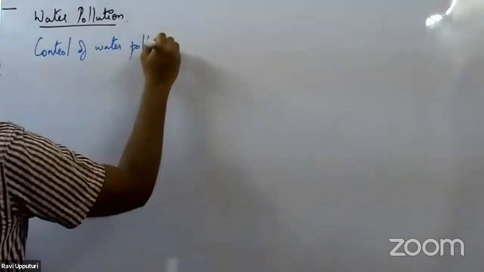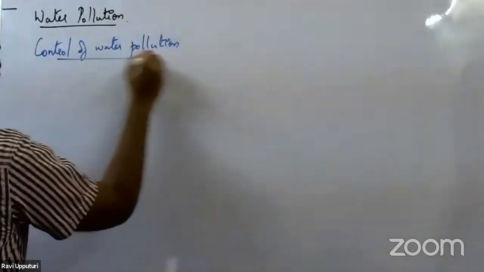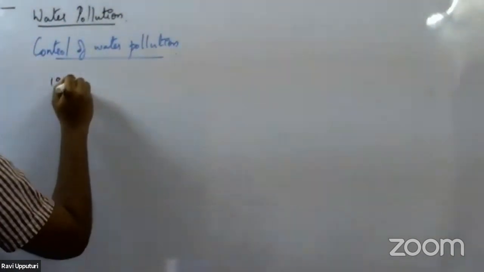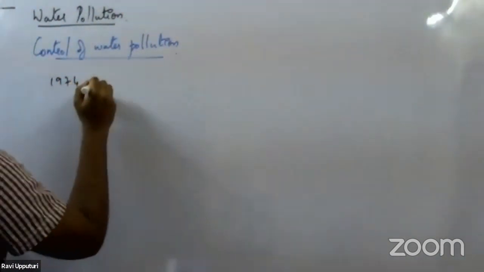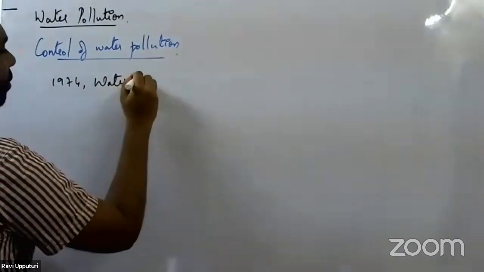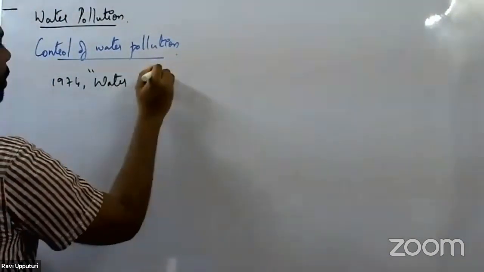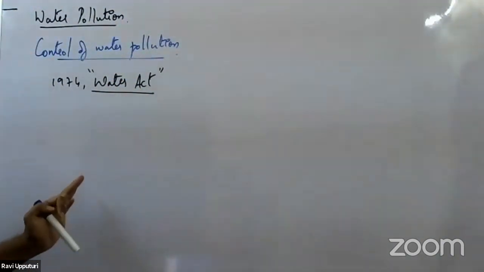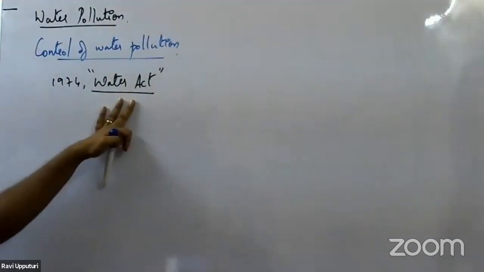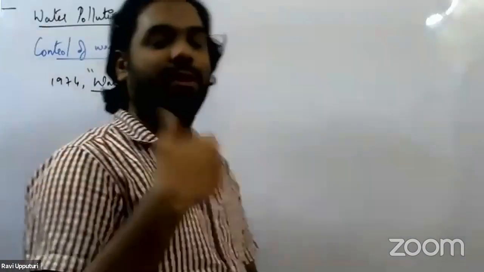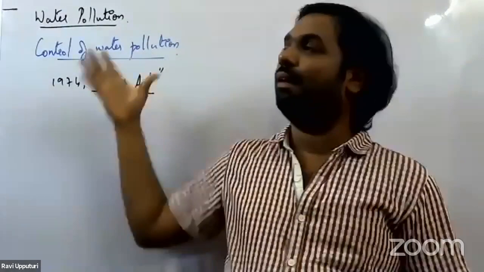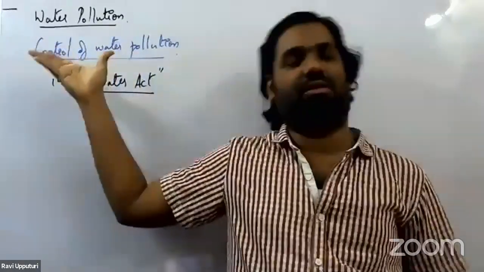So how do we control water pollution? The Government of India, in the year 1974, came up with an act which was called the Water Act. This Water Act aims to prevent and protect water resources. We call it the Water Act, the act which is used to prevent as well as control and protect the natural resources. One of the natural resources is water.